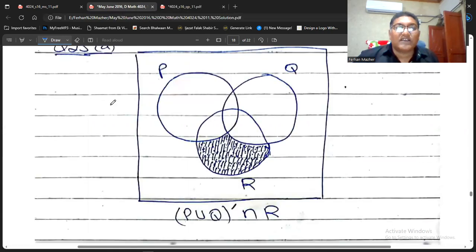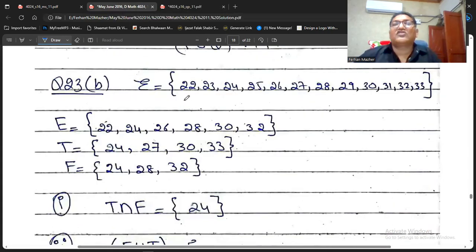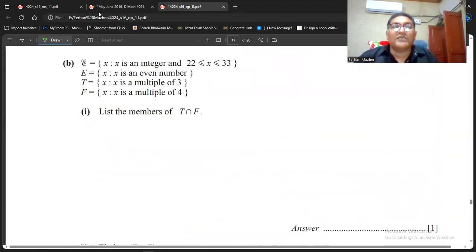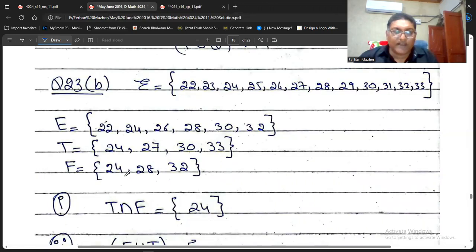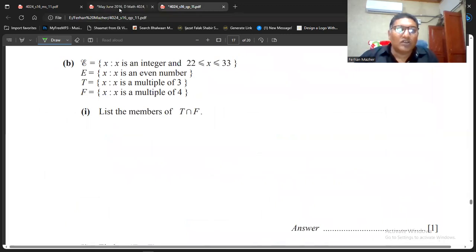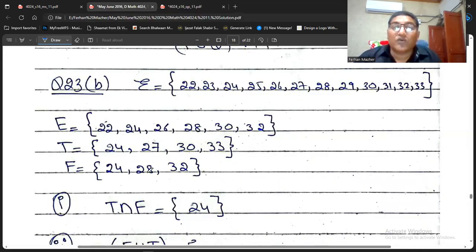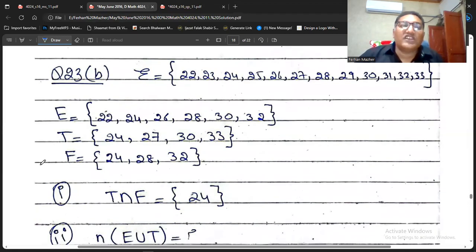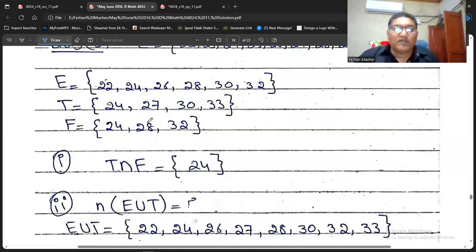Okay, so let me show you my solution. Here you can see I have written this universal set: 22, 23, 24, 25, 26, 27, 28, 29, 30, 31, 32, 33. E is all the even numbers in this universal set. They are 22, 24, 26, 28, 30, 32. You cannot go out of this universal set, okay? So what is T? That's the multiple of 3. They are 24, 27, 30, and 33. F is the multiple of 4. So in this list, the multiples of 4 are 24, 28, and 32. The first question is, what is T intersection F? So what is common between T and F? Only 24. So 24 is the answer.